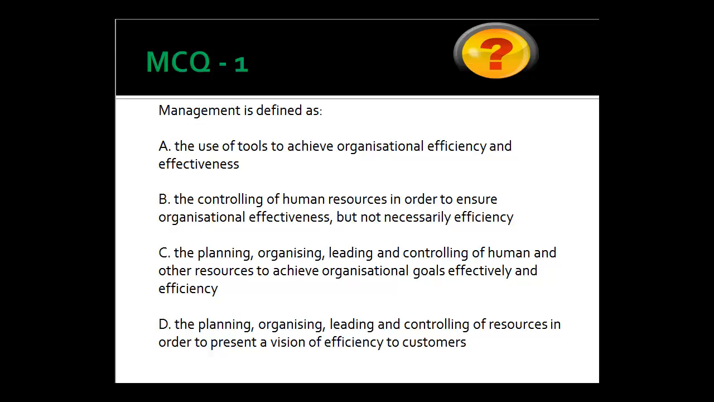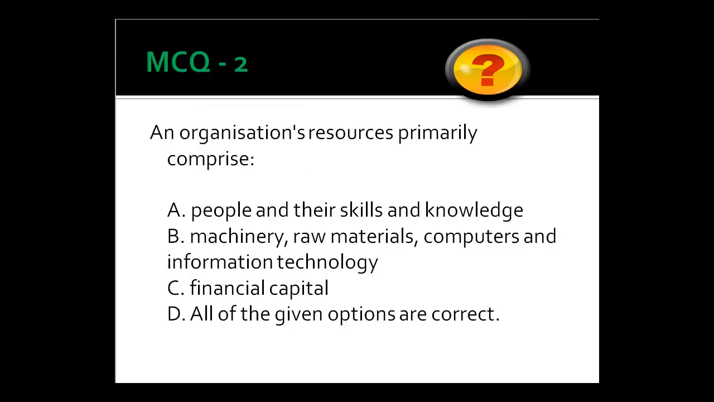Question number 2. An organization's resources primarily comprise, is it A, people and their skills and knowledge, B, machinery, raw materials, computers and information technology, C, financial capital, or D, all of the given options are correct? Correct answer to this question is D.